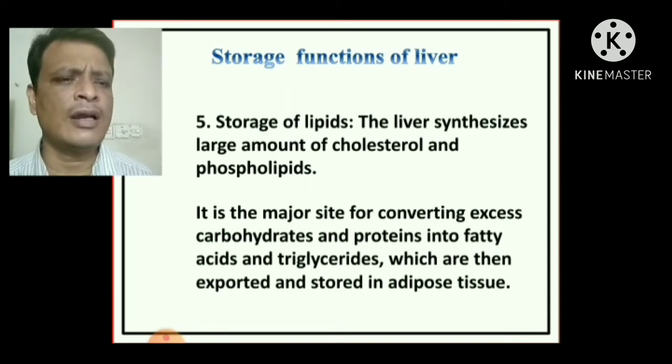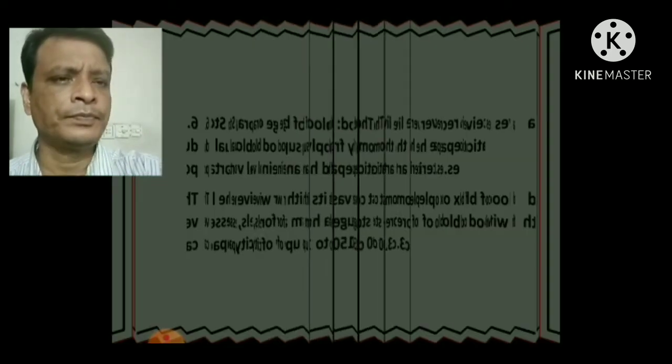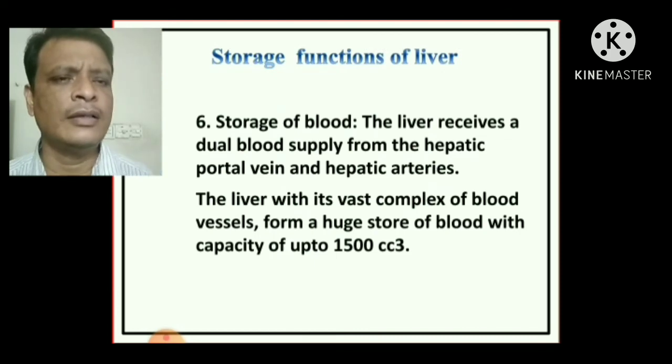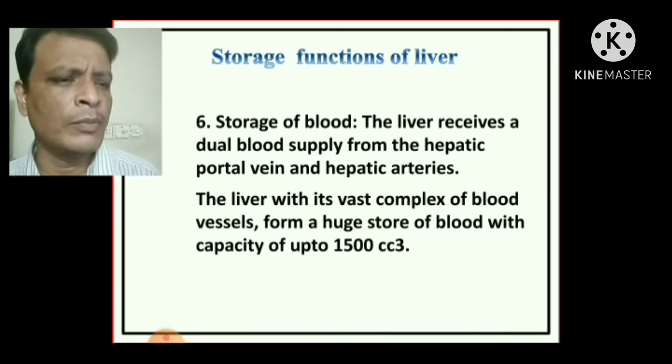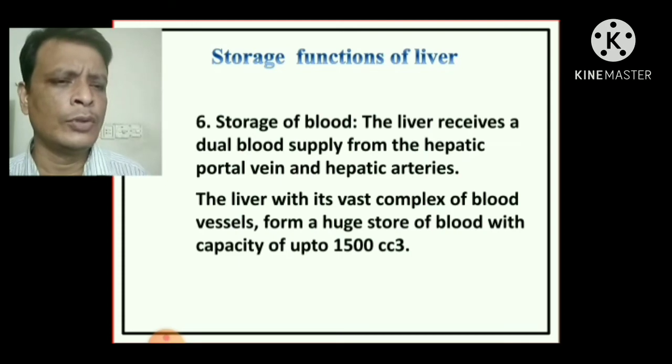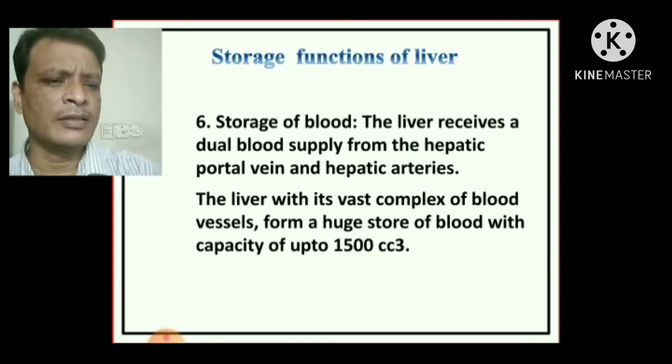The liver synthesizes a large amount of cholesterol and phospholipid. It is the major site for converting excess carbohydrate and proteins into fatty acids and triglycerides, which are then exported and stored in adipose tissue. And finally, the last storage function of the liver is that it can store blood. The liver receives a dual blood supply from the hepatic portal vein and the hepatic artery. The liver, with its vast complex of blood vessels, forms a huge store of blood with a capacity of up to 1500 cubic centimeters.